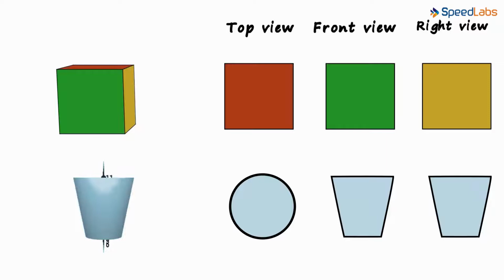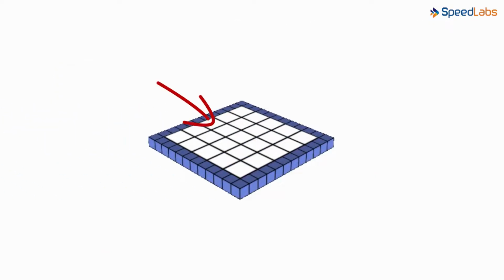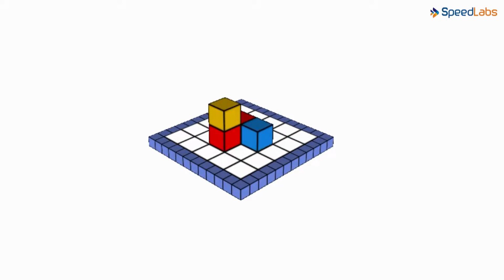So imagining the views was pretty easy here. How about we make it a bit more exciting? I will be placing a few colored cubes on this plane surface to form a figure. Okay, so here it goes. I placed two red cubes here, one yellow cube on top, and one blue cube here. This is the solid we will be referring to for this example. We have two red cubes, one yellow cube, and a blue one.